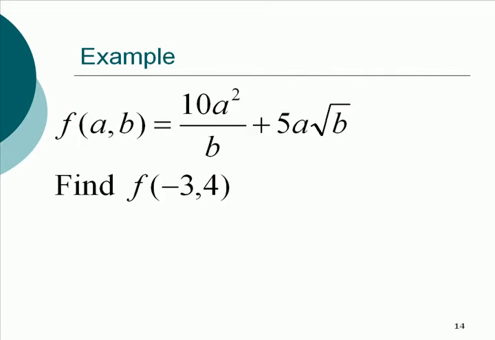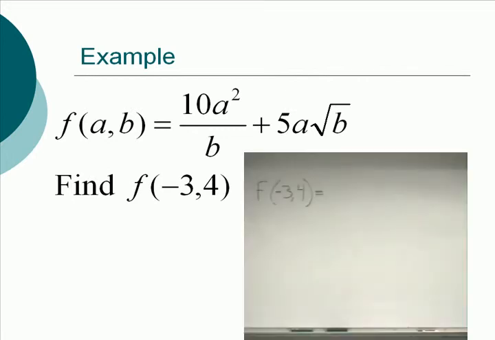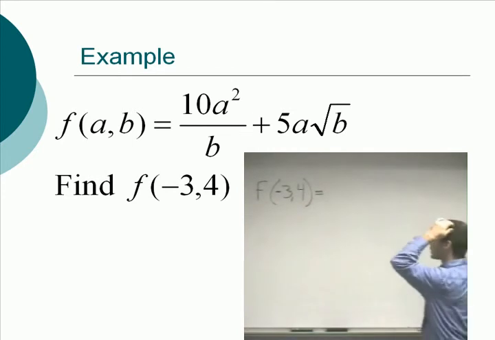You're not limited to one variable. For example, f of a, b equals 10a squared over b plus 5a root b. Evaluate f of negative 3, 4. Well, all we do is substitute in. What's playing the role of a here? What number are we putting in for a? Negative 3, right? A is the first parameter given.